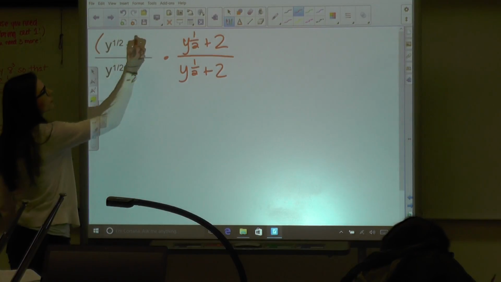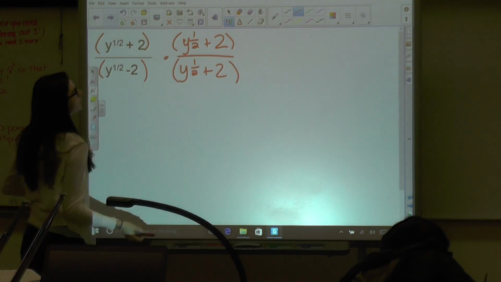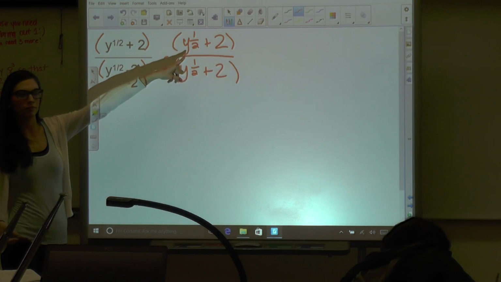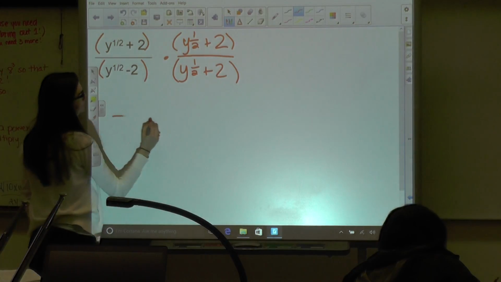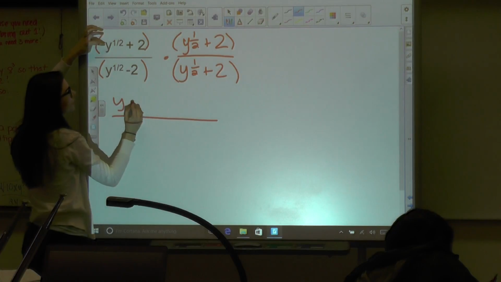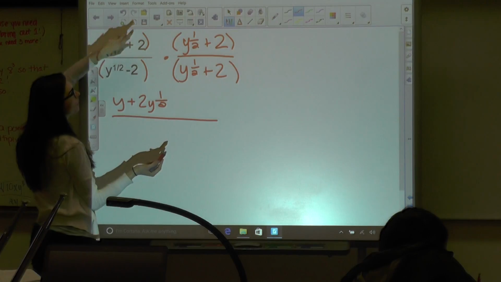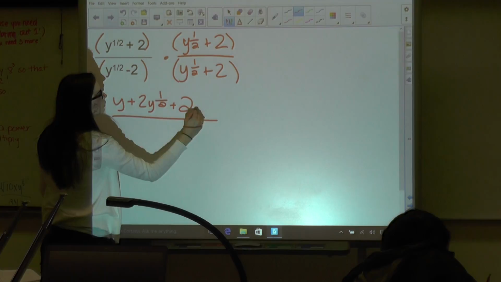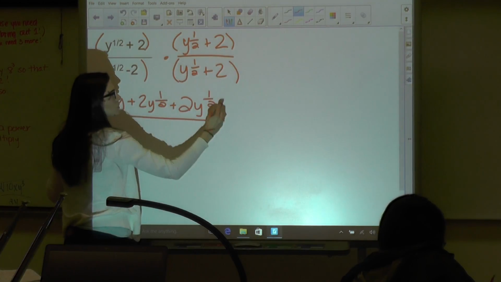Okay, so we're gonna multiply the top, multiply the bottom. On the top, you have y to the power 1/2 times y to the power 1/2. Power times a power, so you add, and it just leaves you with y. And then y to the power 1/2 times 2 is plus 2y to the power 1/2. Then you have 2 times y to the power 1/2, which is 2y to the power 1/2. And then 2 times 2 is 4.